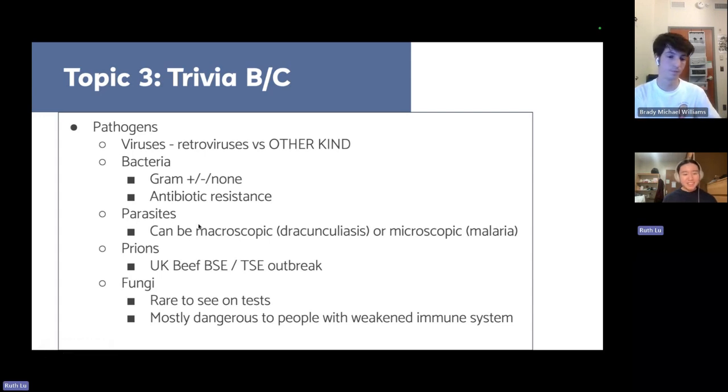There's also parasites. You have the macroscopic ones like worms, like dracunculiasis, or the microscopic ones like malaria. I think in general, these are a bit less common to see on tests. Prions, you should probably know what they are. They're proteins that corrupt other proteins and kind of spread themselves. They often cause neurological diseases. The most famous one is the UK bovine spongiform encephalitis / transmissible spongiform encephalitis outbreak. Finally, there's fungi. You probably will basically never see this on tests, and it's most dangerous to people with weakened immune systems.